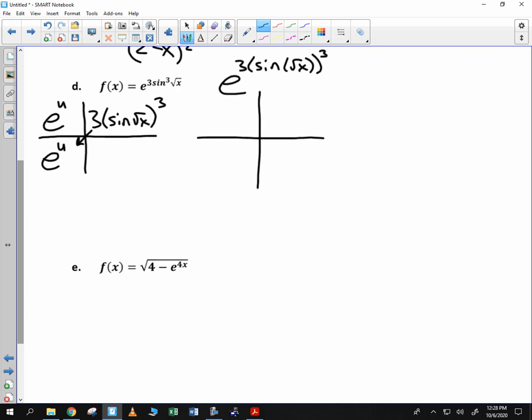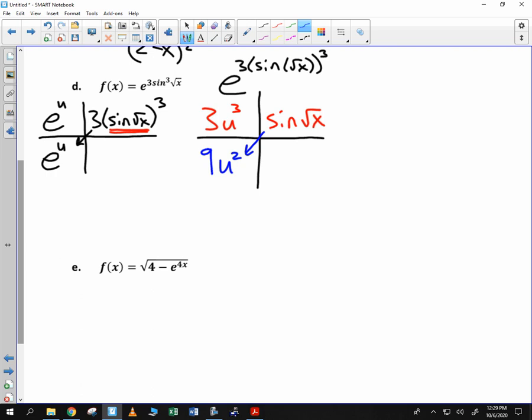Identifying the outside may be challenging to see. But if you consider that I'm taking this thing, cubing it, and multiplying by 3, hopefully you see that the outside is 3u cubed. That means that the inside is sine of the root of x. Once again, the first derivative is easy, 9u squared. Remember to substitute your sine of the root of x back in.